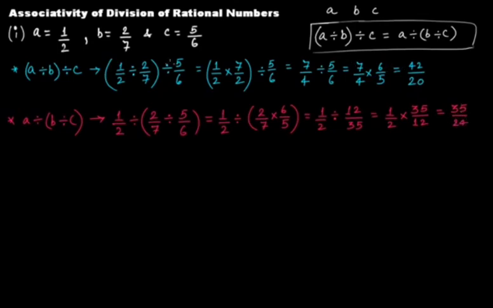So in the first case, that is A divided by B divided by C, we are getting 42 over 20. But in this case, A divided by B divided by C, we are getting 35 over 24. Clearly, this condition does not get satisfied in this one, right?